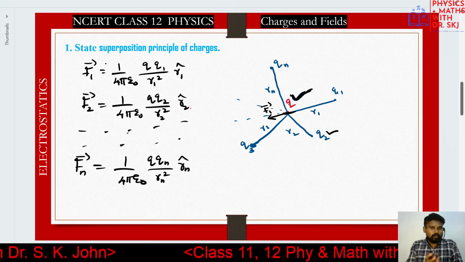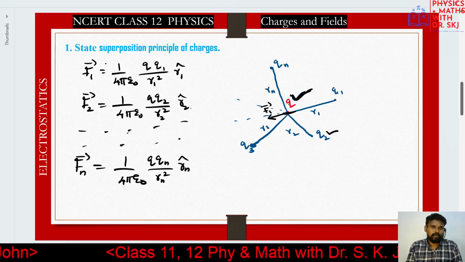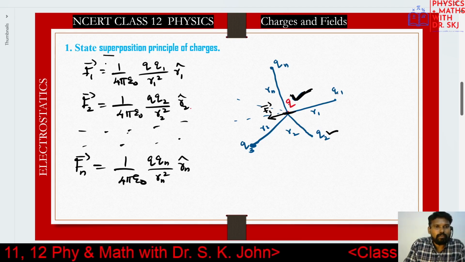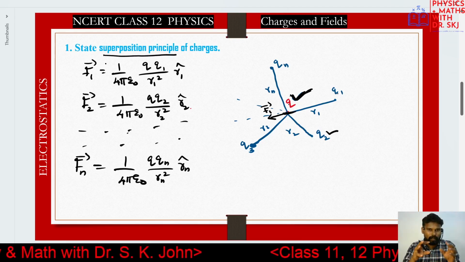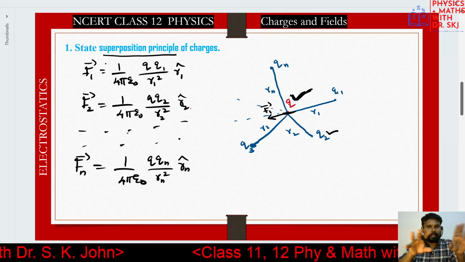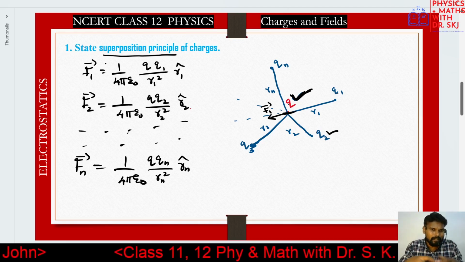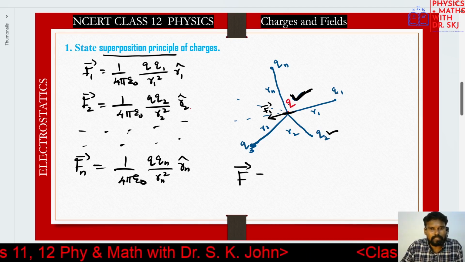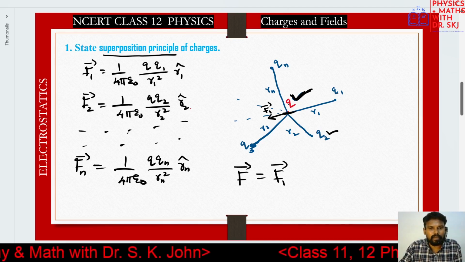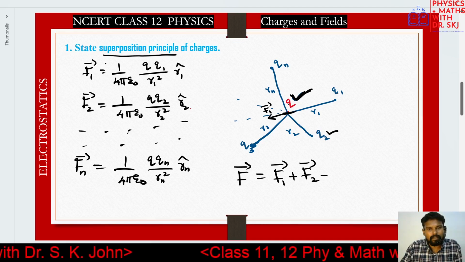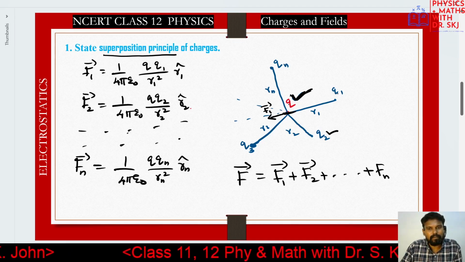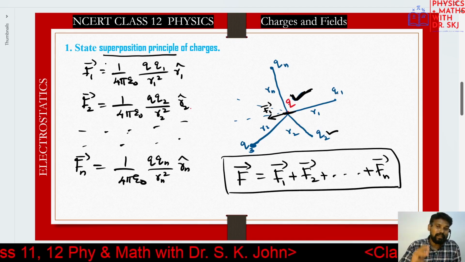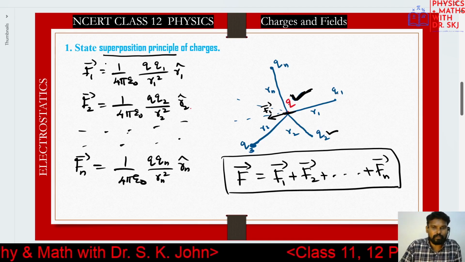So what is the total force acting on q? How to find the total force is explained by the superposition principle. The superposition principle explains how to find the total force acting on q when there are a large number of charges, or when there are more than two charges around q. According to the superposition principle, the total force acting on q is the vector sum of F1, F2, etc. up to Fn. The total force acting on q is the vector sum of all the forces.